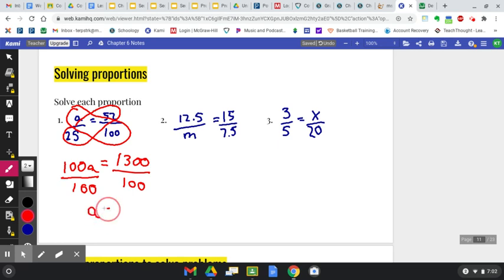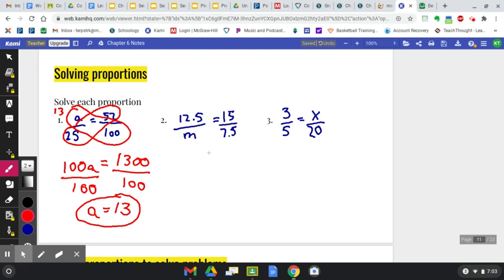And we get A equals 13. And again, you can test it out if I plug in 13. 13 times 100, does that equal 25 times 52? And the answer is yes. Or you can type in your calculator, 13 divided by 25. Does that give you the same value as 52 divided by 100, right? 0.52 is what your calculator should tell you in both cases. And so, yes, that checks out.